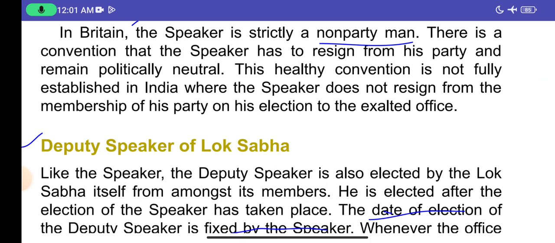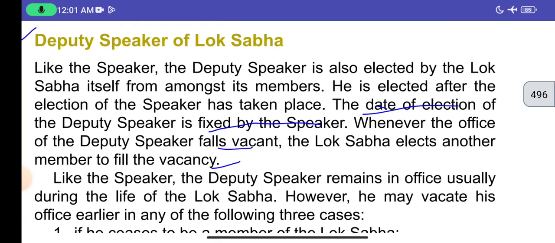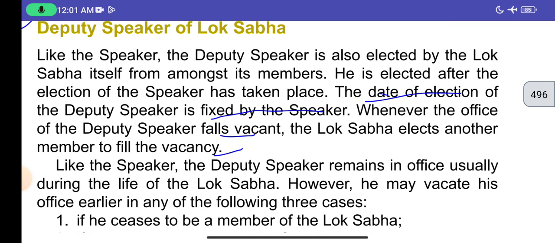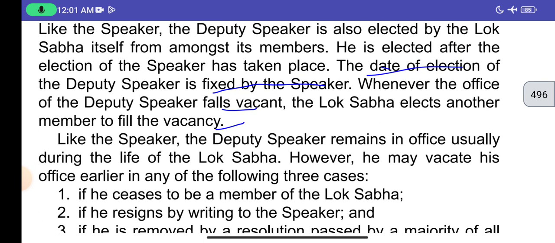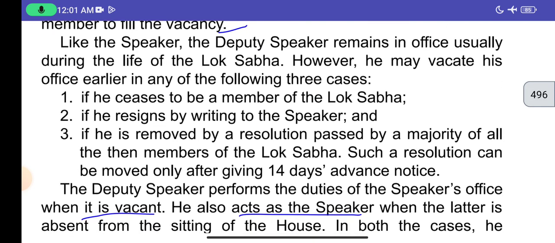Where the speaker does not resign from the membership of his party on his election to the exalted office. Deputy Speaker of Lok Sabha. Like the Speaker, the Deputy Speaker is also elected by the Lok Sabha itself from amongst its members. He is elected after the election of the Speaker has taken place. The date of election of the Deputy Speaker is fixed by the Speaker. Whenever the office of the Deputy Speaker falls vacant, the Lok Sabha elects another member to fill the vacancy.